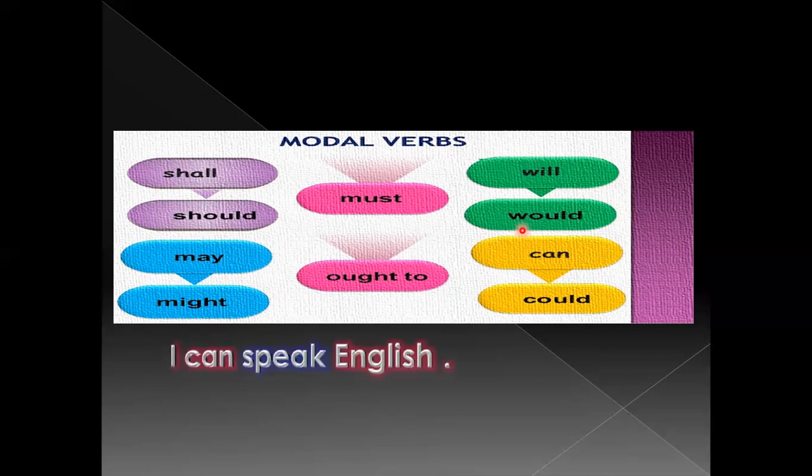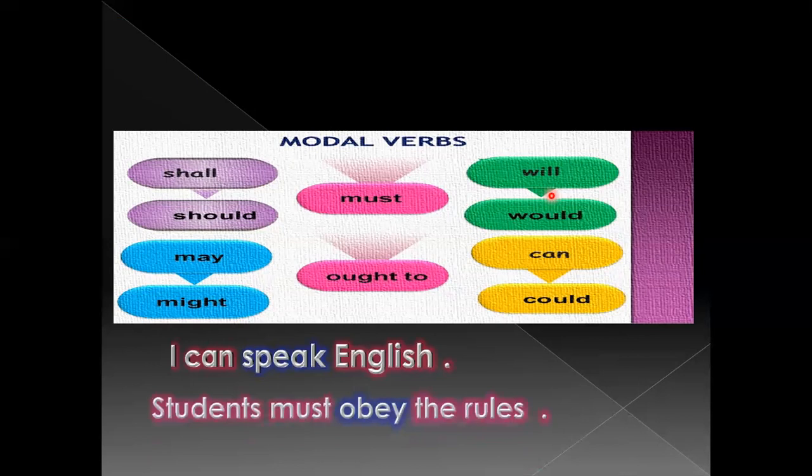Excellent. I can speak English. So I is the subject of this sentence. Can is the modal that is followed by the infinitive form of the verb speak. And we have English, the object of this sentence, okay? Another sentence. Students must obey the rules. Again, the subject is students. Must is the modal verb. Obey is the infinitive form of the verb, and the rules is the object of this sentence.